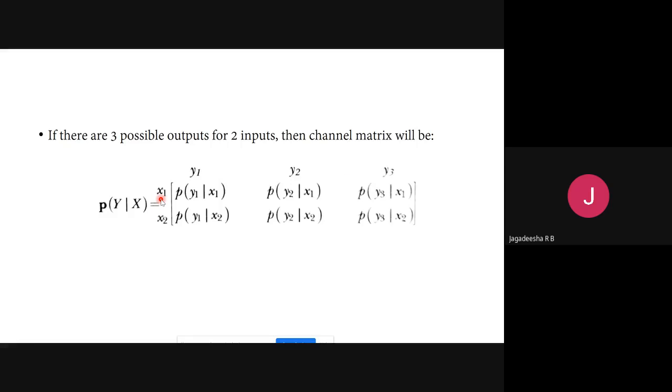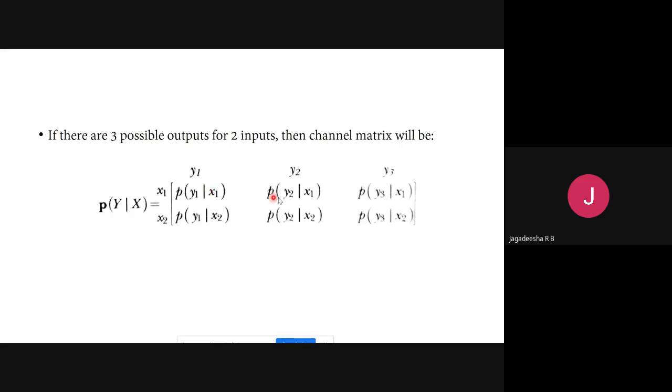So this case says the channel matrix is possible for any case. It need not be just a square matrix. Input and output should be the same? No, that is not the case. You can have more outputs also. In this case, you have only two inputs, but there are three output points, y1, y2, y3. Then how to write the channel matrix?